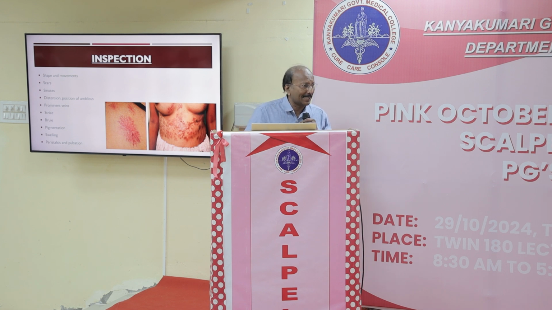Are there any scars, surgical scars or natural scars, then sinuses discharging some purulent material or pus or granules. Sinuses means there is a difference between sinus and fistula. I am not going into the details. And the distension of the abdomen, then prominent veins and position of the umbilicus.